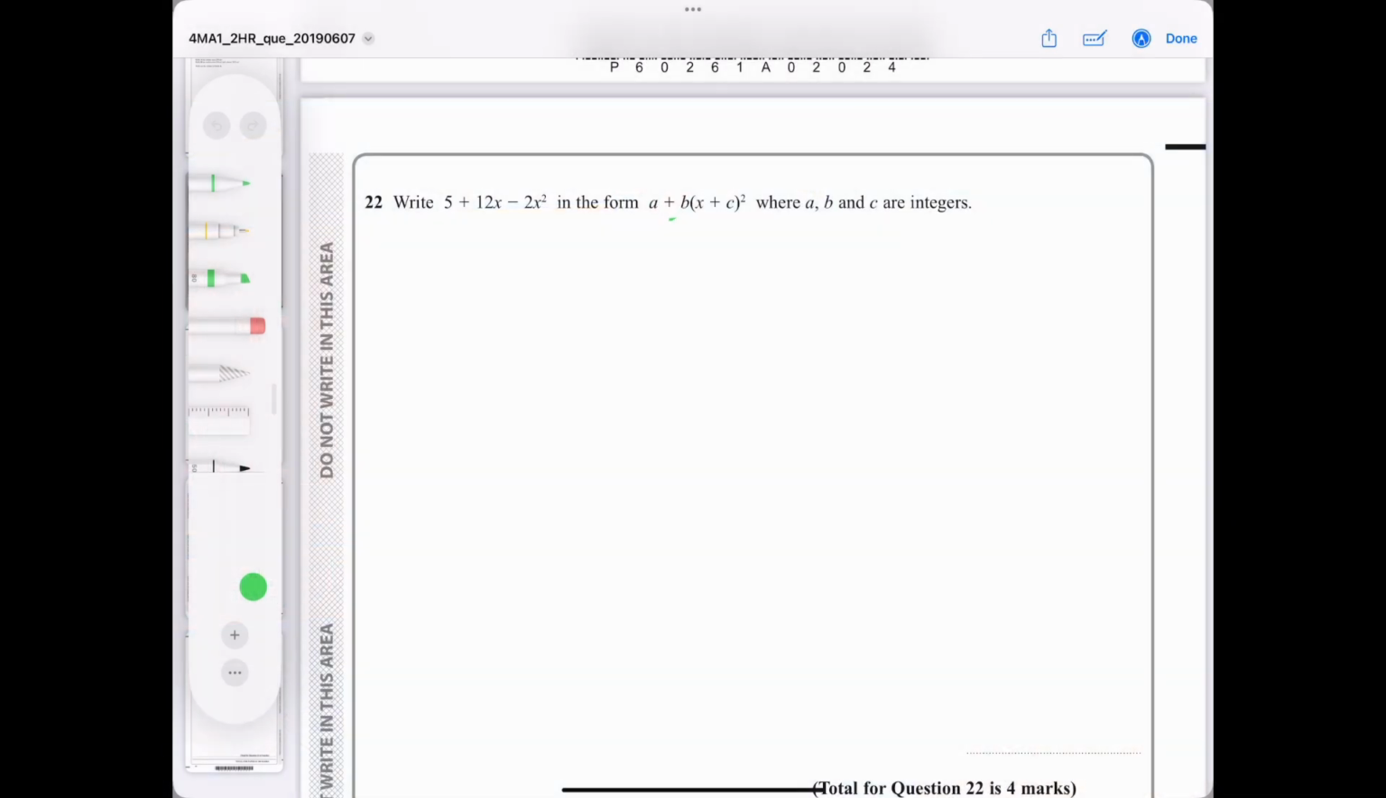Question 22, 23 and 24 of the 2019 paper from Edexcel IGCSE. We're starting off with a bit of completing the square. So here we have 5 plus 12x minus 2x squared, and I can't do this that way, so I'm going to swap it about so it looks like this.